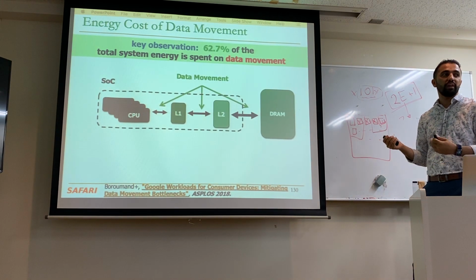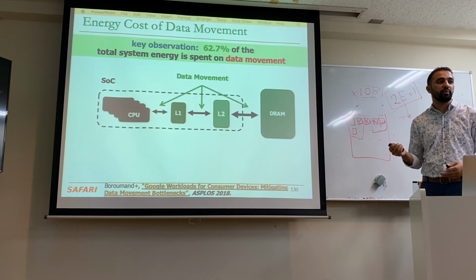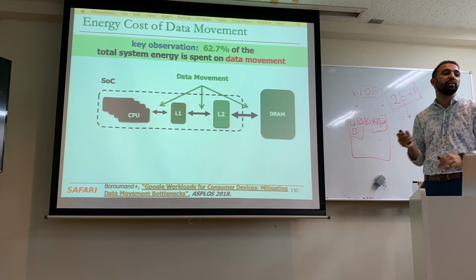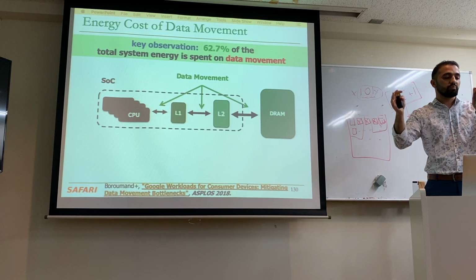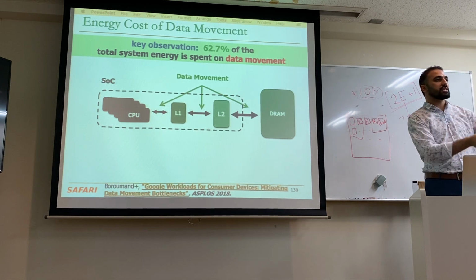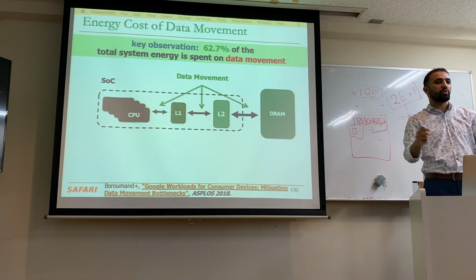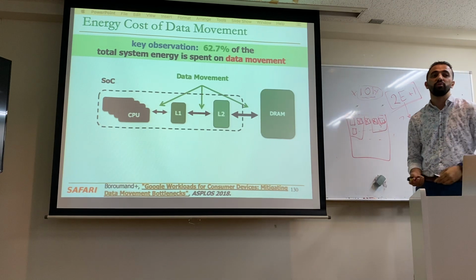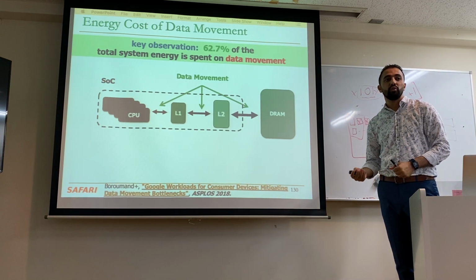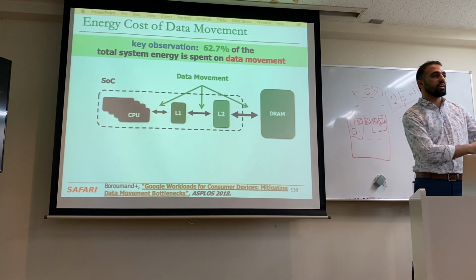So you're spending more than 2/3 of the total energy budget just on data movement. There is no computation here. Just moving the data from the DRAM to the caches to the CPU and then back and forth. This is really a huge amount of energy and time you are spending just by moving the data.